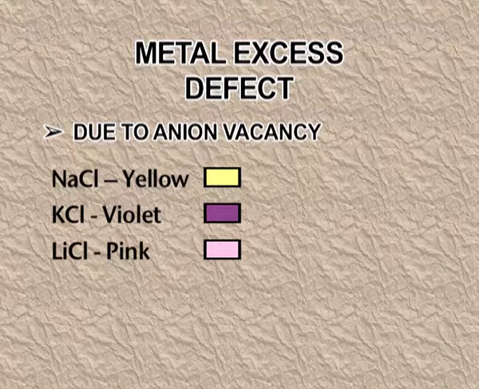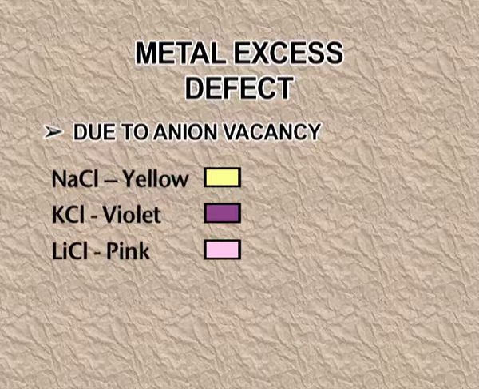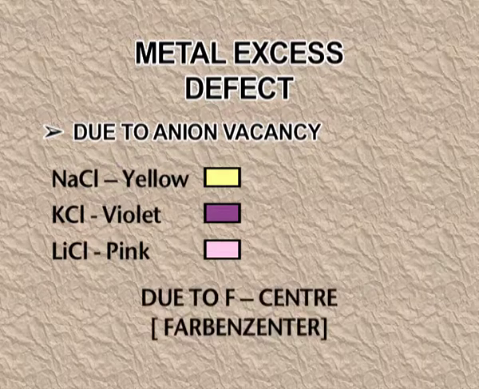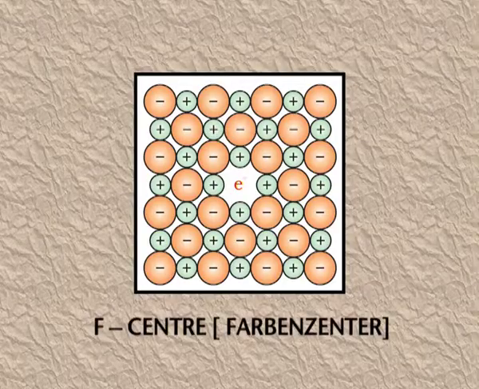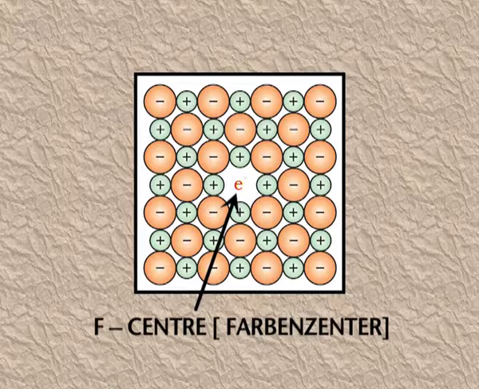Why are these crystals, these solids, colored? It is due to F center, Farben center. What are these F centers? F centers are defined as when the anion vacancies are occupied by the electron, that point is known as the color point or the F center. These electrons are unpaired, and due to the presence of these unpaired electrons, the crystals are colored.